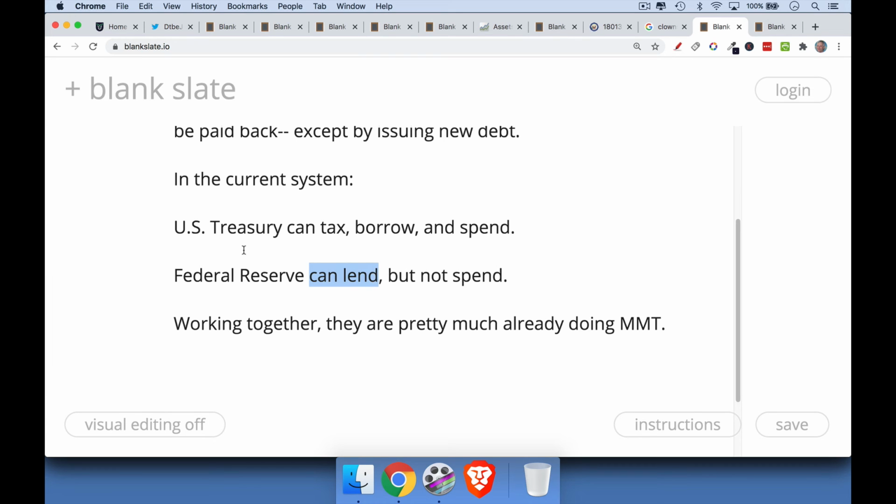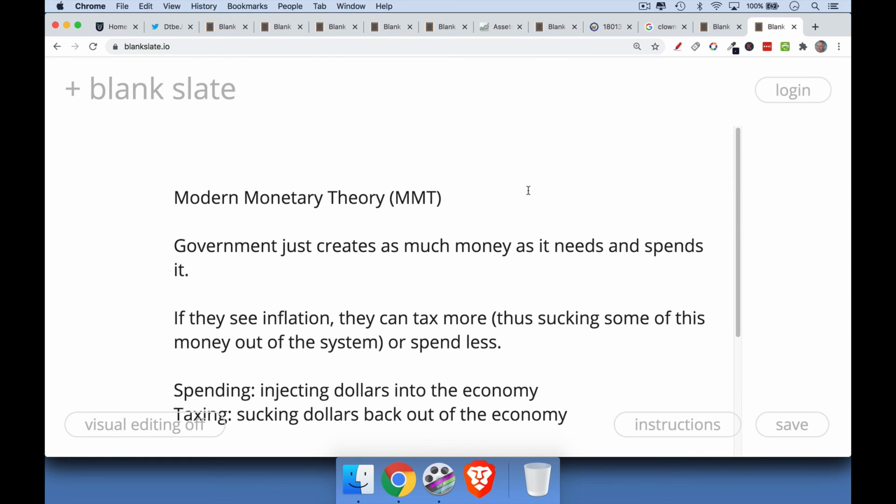But when you get this coordination between the U.S. Treasury and the Federal Reserve, as we've been seeing over the last few years, working together, they're basically already doing MMT, if not concretely, they're essentially doing it. So the next step is just to say, we're in clown world, why even pretend? So this is what MMT is, and I think I'm going to have to make another video about this. So this will be part one, because it's taken us so long just to get here.